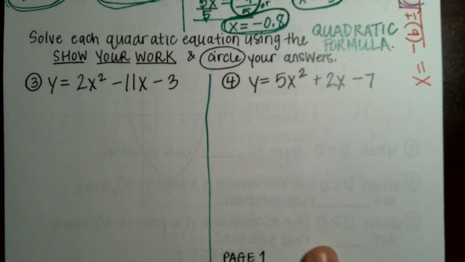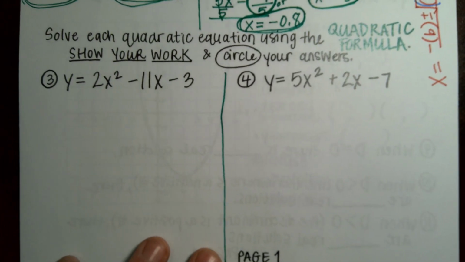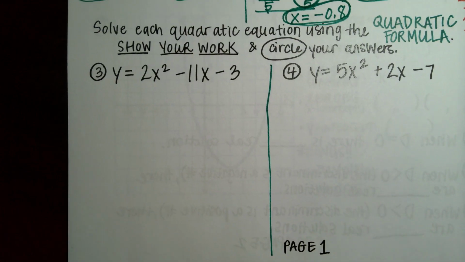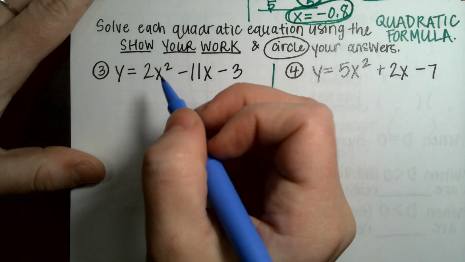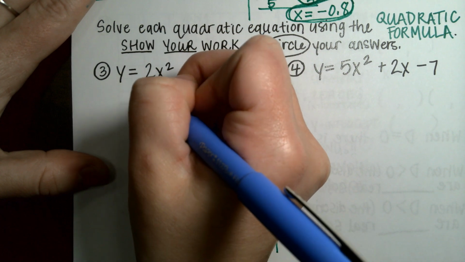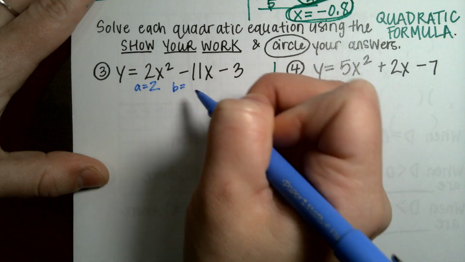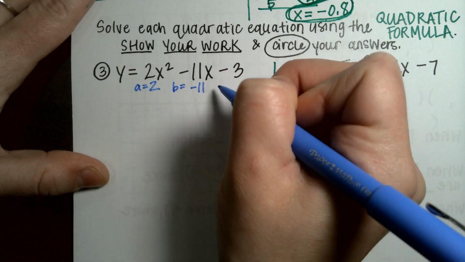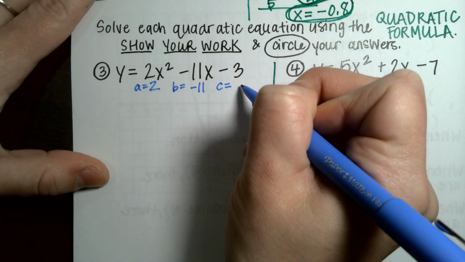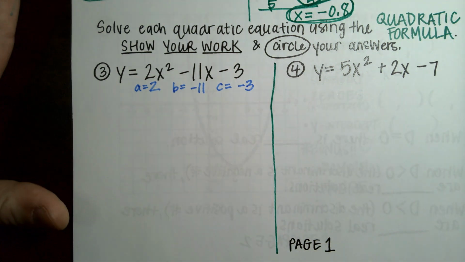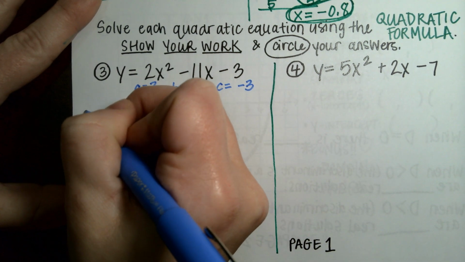Anything you got. All right, let's look at number 3. What should we do first? Identify your A, B, and C. Yes, let's figure out what A, B, and C are. A is 2. B is -11. And C is -3. So let's start plugging things in.